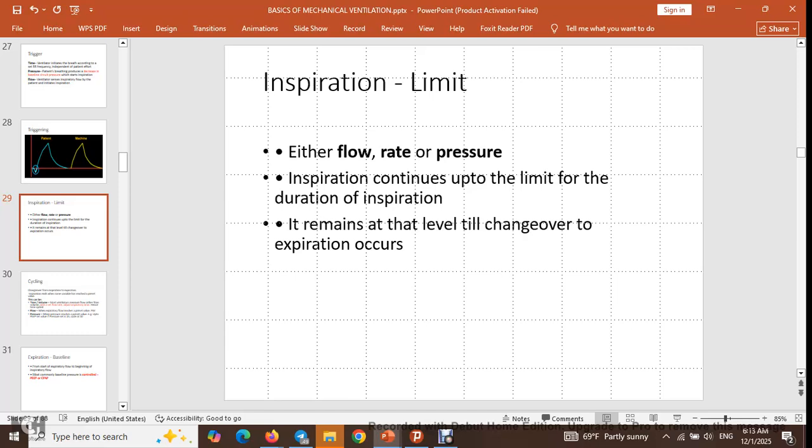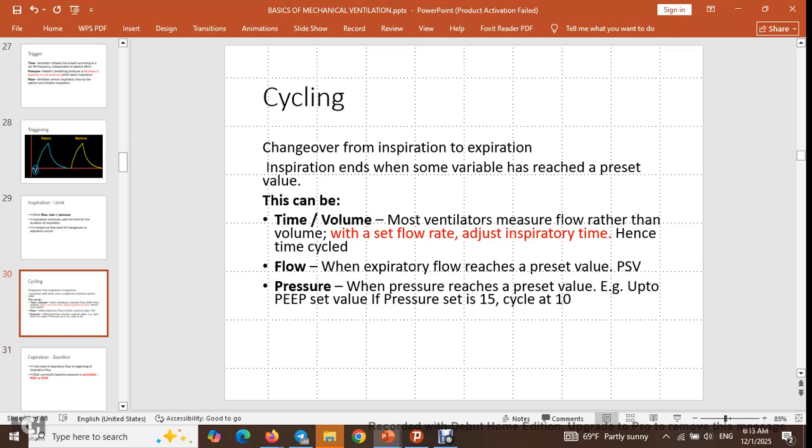Inspiration continues up to the limit of the duration of inspiration, and it remains at the level till changeover to expiration occurs. The other one is cycling. This is the change from inspiration to expiration. Inspiration ends when some variable has reached a preset value. This can be time cycling, flow cycling, or pressure cycling. As I said, time, fixed rate or time, these are for control.